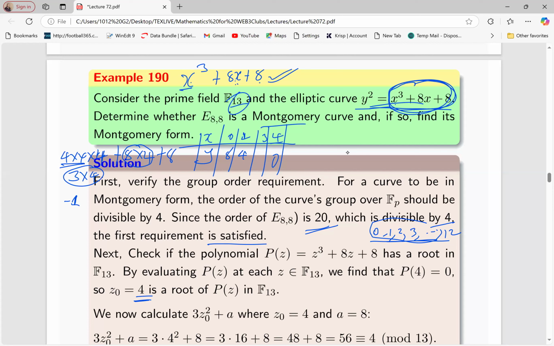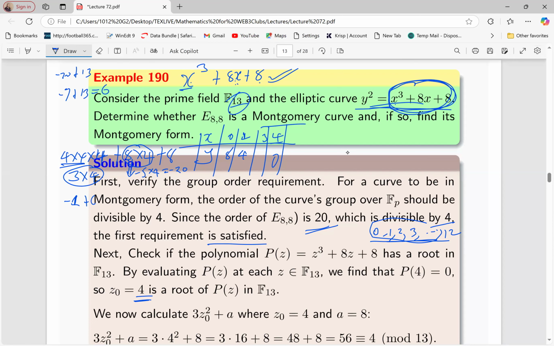8 here is negative 5. Multiplied by 4, you have negative 20. Negative 20 plus 13 is negative 7, then plus 13 again, that is 6. So you're adding 6 here. Then plus 8. So negative 1 plus 6 is 5. Plus 8, that is 13. Mod 13, you get a 0.